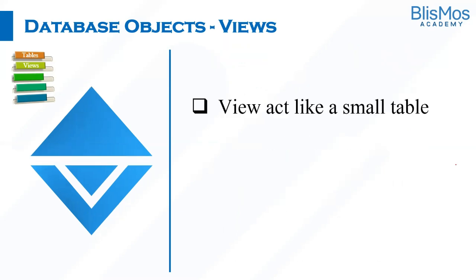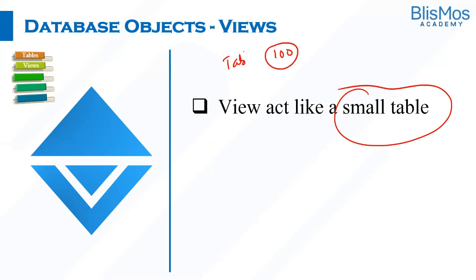A view acts like a small table. As I already explained, with a table of 100 columns, instead of working on that, you want to select only 10 columns and work on that. It is always easy to work on the small table, right? So a view acts like a small table.